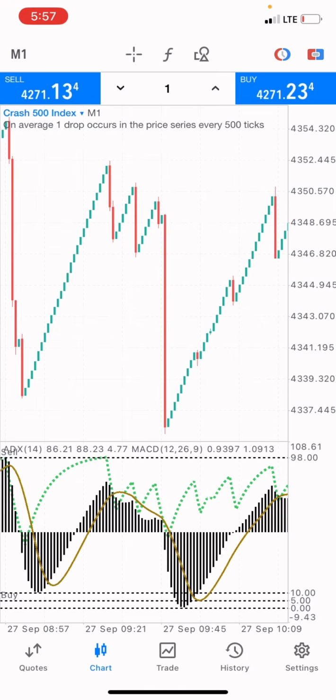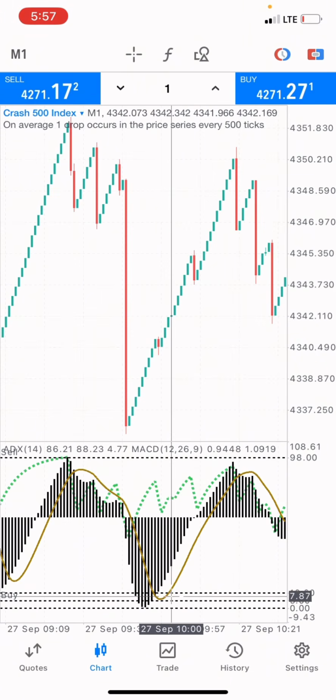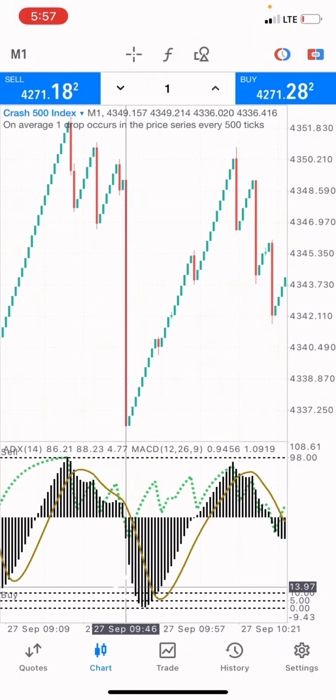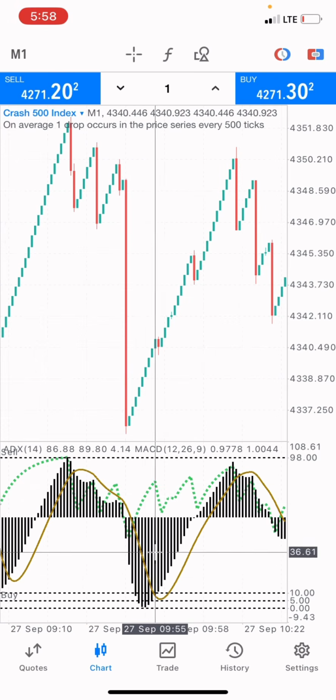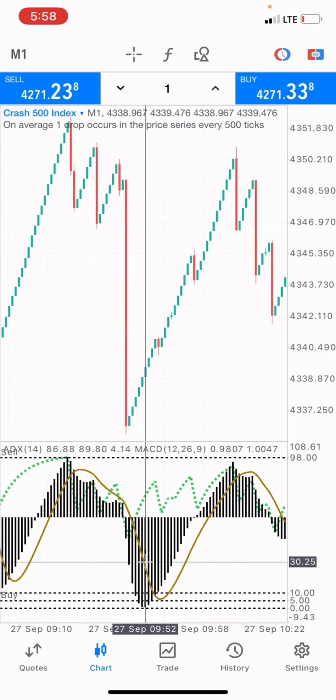Okay, which is the green line. All right, so guys, you see right here, there are 3 levels: the 10, the 5 and the 0. Now this is the MACD. This black line is the MACD, it's part of the MACD.